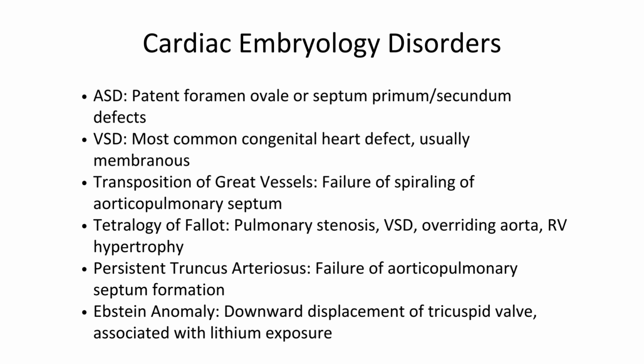Lastly, Ebstein anomaly, a rare but high-yield condition where the tricuspid valve is displaced downward into the right ventricle, often linked to maternal lithium exposure during pregnancy. It causes atrialization of the right ventricle and is associated with arrhythmias. Keep all of these in your memory bank. Not only are they common on exams, but they help you understand how early embryologic steps shape critical clinical outcomes.